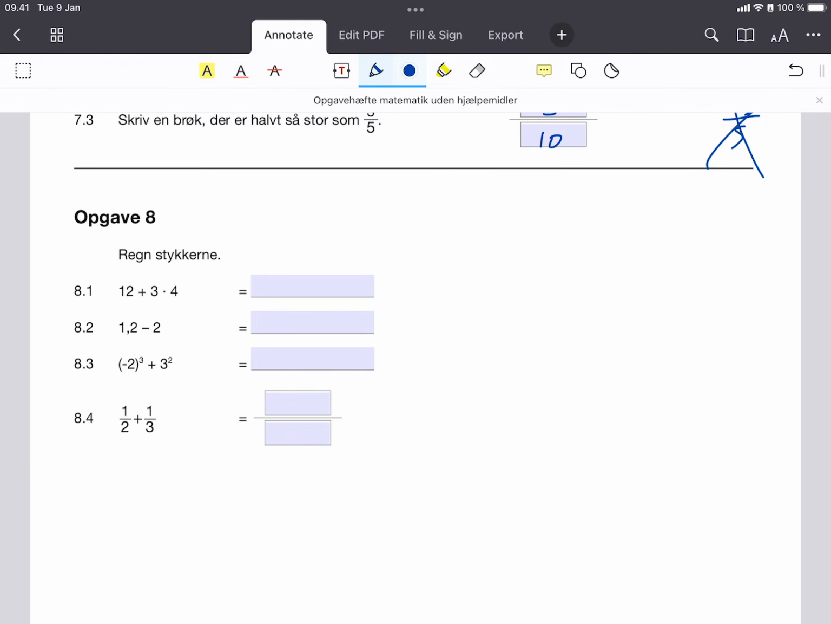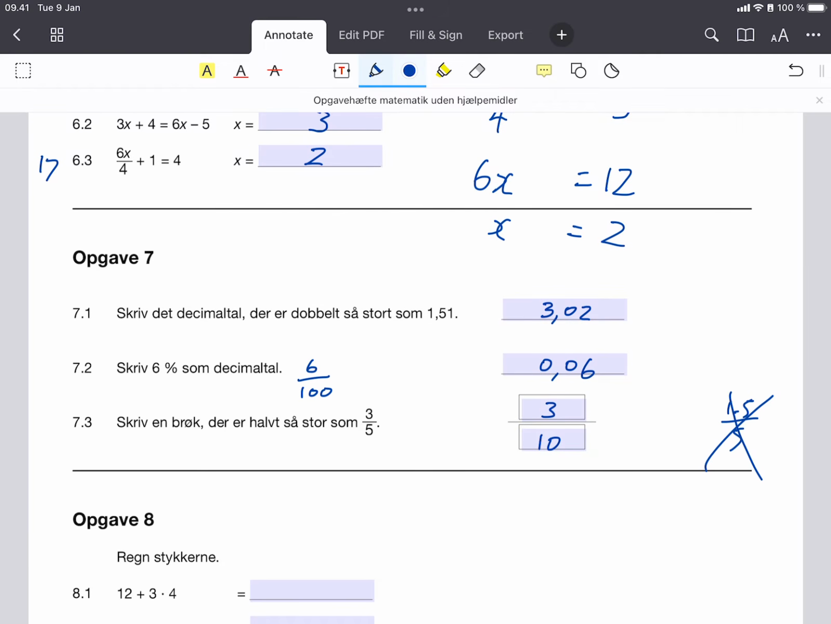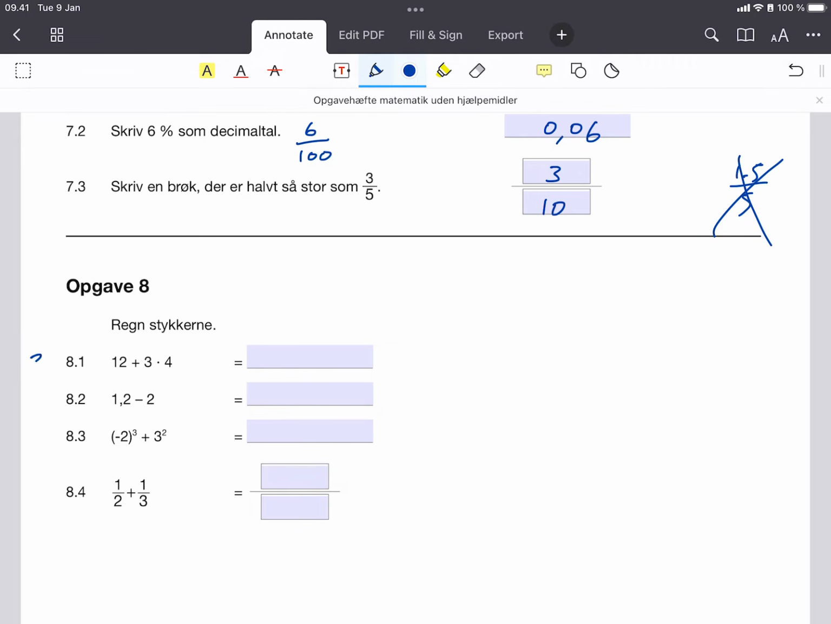Okay, question 8. Let's just see how far we are. 18, 19, 20. So this is question 21.